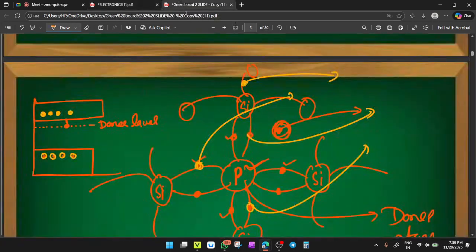Next, it's the p-type semiconductor. So first, see what the structure of a p-type semiconductor is. In a silicon semiconductor, you have mixed in a trivalent impurity like boron, aluminium, gallium. Suppose I have mixed in boron.